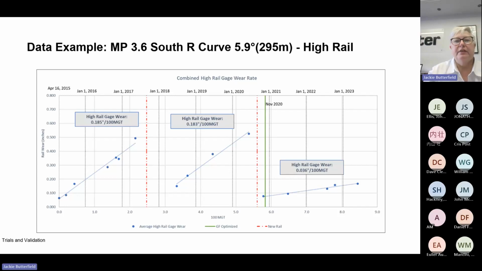And then the green vertical line shows you where the friction management was optimized. So the friction management regime was implemented, and then you can see the trend in the rail wear. Obviously you can see that the rail wear rate is greatly reduced. And so this is effectively a very successful trial in this particular curve.